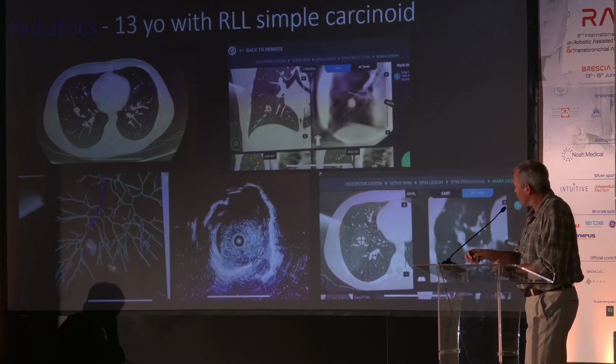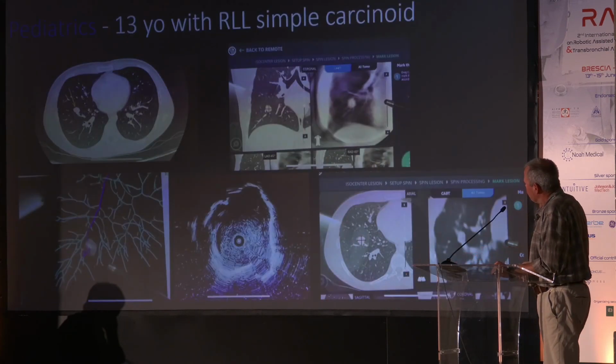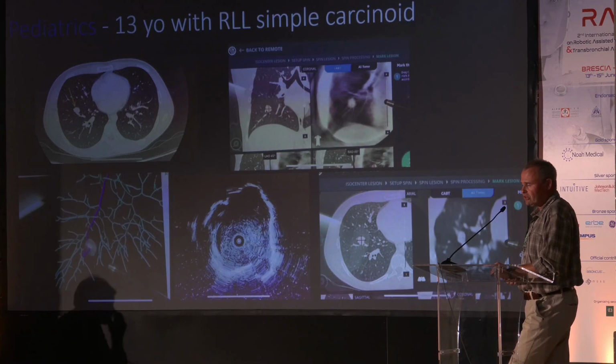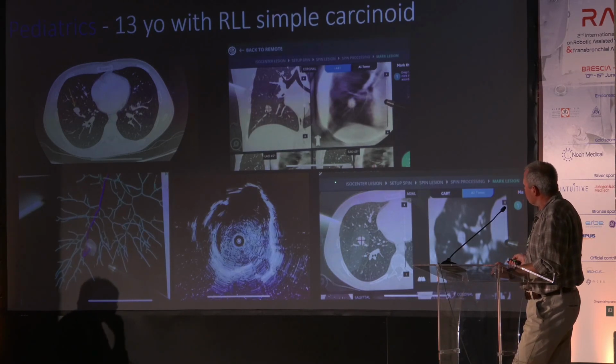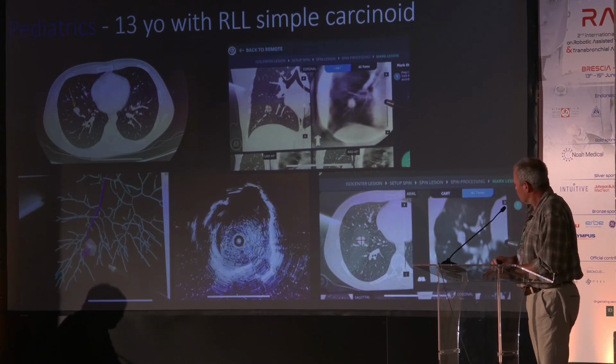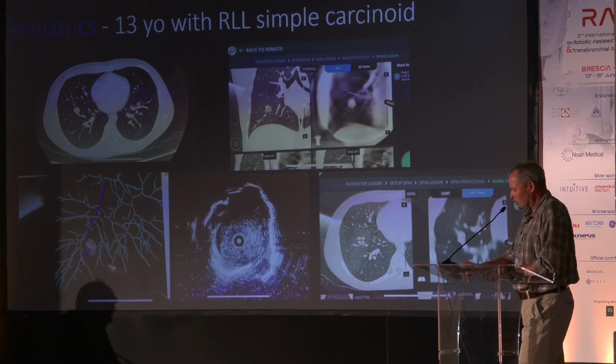And because of this very low radiation, you can even use it in pediatrics. I think this was the first case that LungVision was used in pediatrics. It was a 30-year-old with carcinoid. So we used the system, we used the C-arm, and it was a very low radiation. We didn't hesitate to use it.